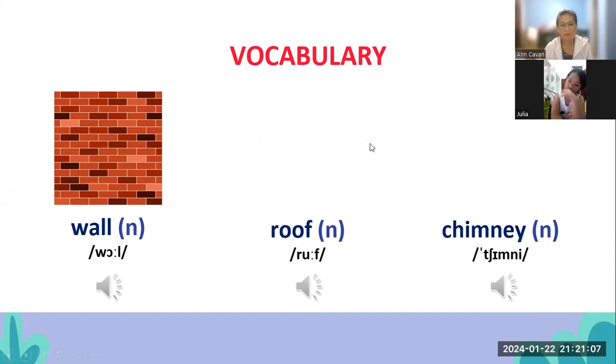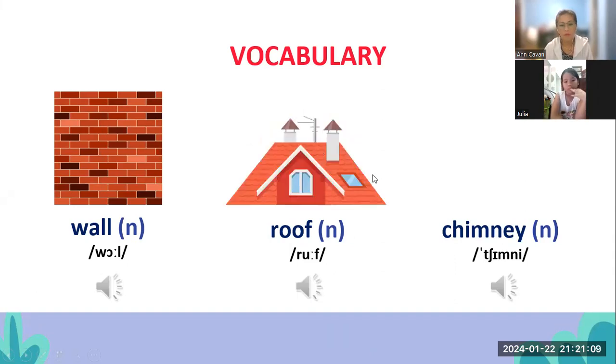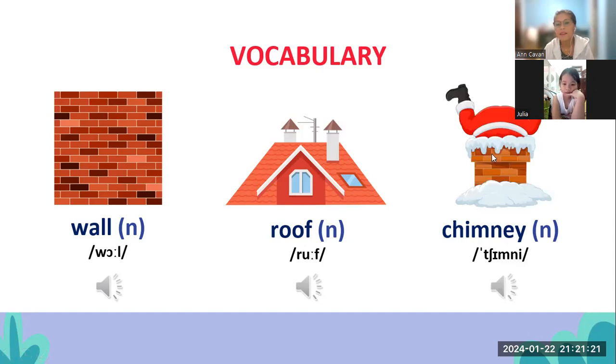Roof. This one is the roof. Roof of the house. Okay, next one, we have chimney. Chimney. Okay, this is the chimney. Look at this. Next one.